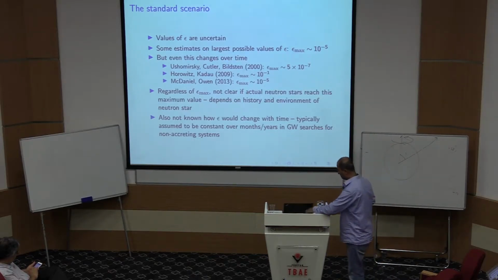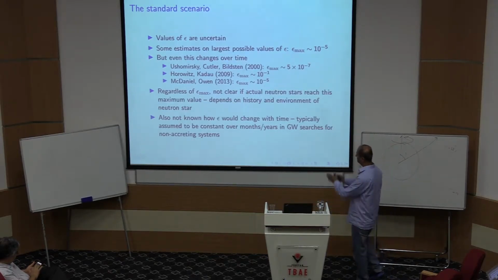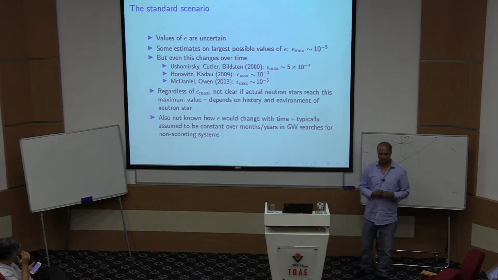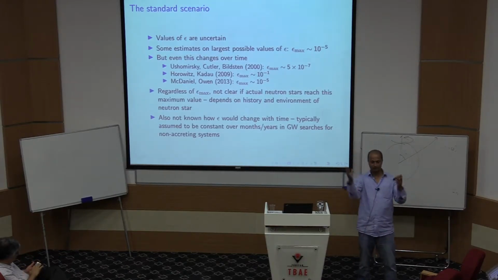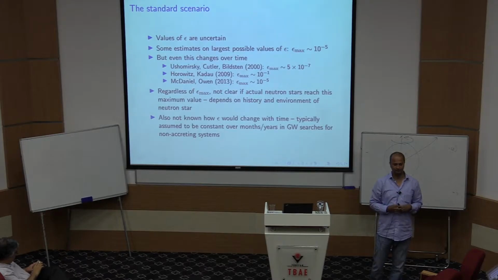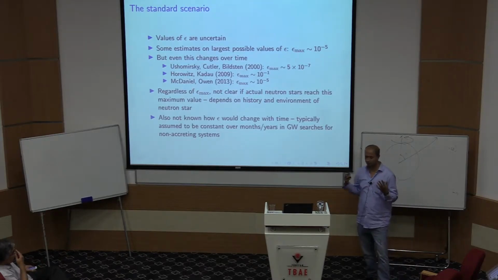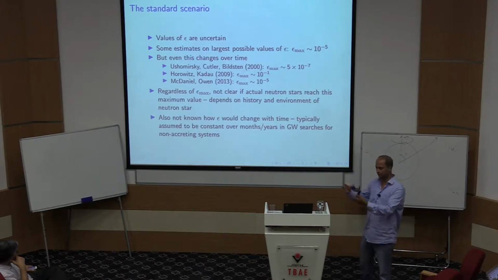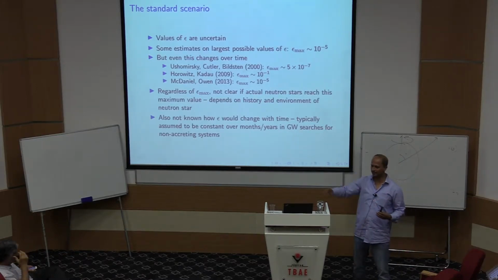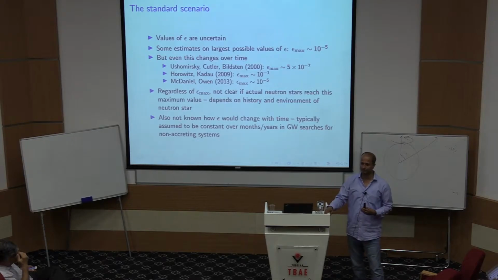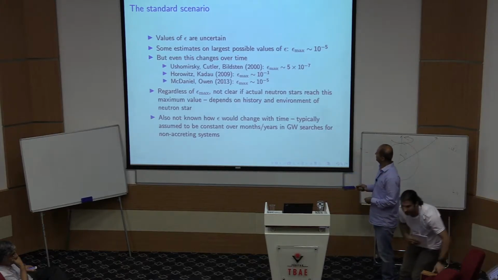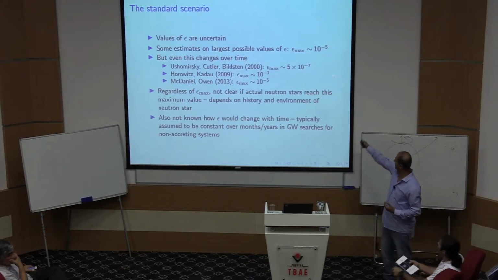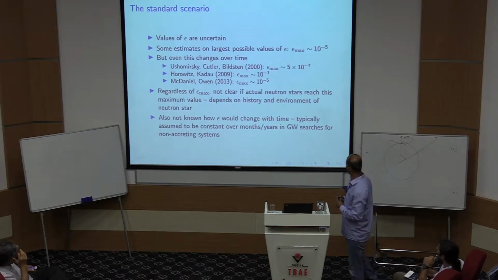The first thing to note is that the values for epsilon are very uncertain. We don't really know how deformed a neutron star can be. It is possible that neutron stars are extremely symmetric, and the value of epsilon for real neutron stars is absolutely tiny. It could be 10 to the minus 10 or something. It's possible. We just don't know. There are some estimates for what it could be.